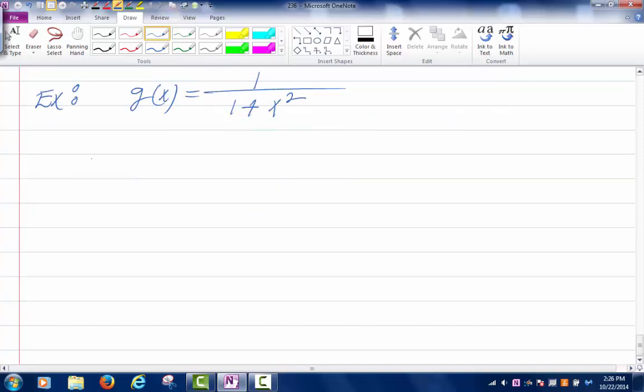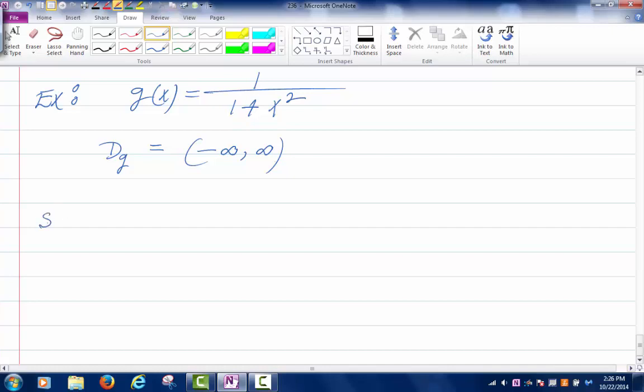Okay, what's the first step? Well, let's say step 0 is the domain. What's the domain? Yeah, all real numbers, because the denominator is 1 plus x squared, and x squared is non-negative, so 1 plus x squared is at least 1, which means that the denominator can never be 0, so this function is defined for any x. Right? Okay, so domain is everything.